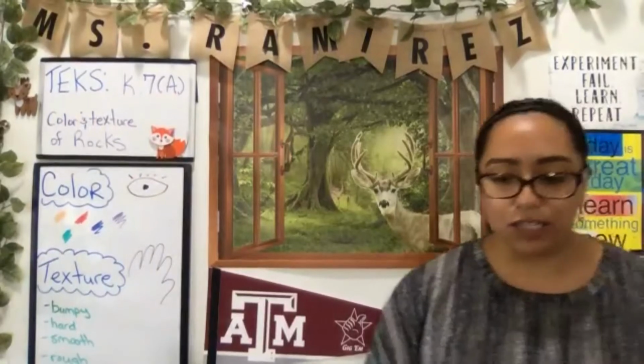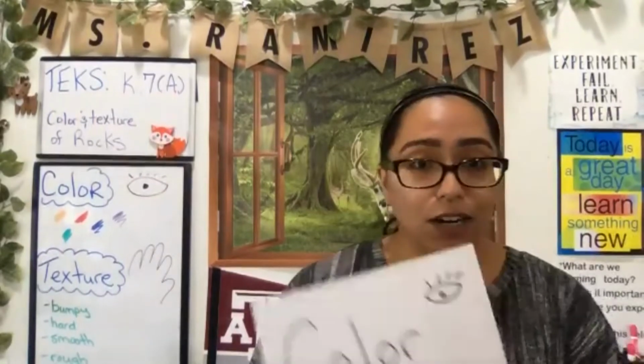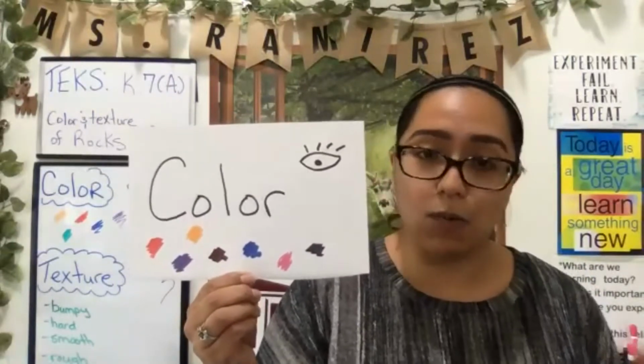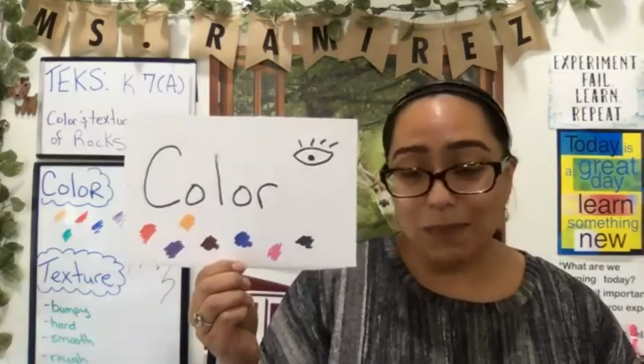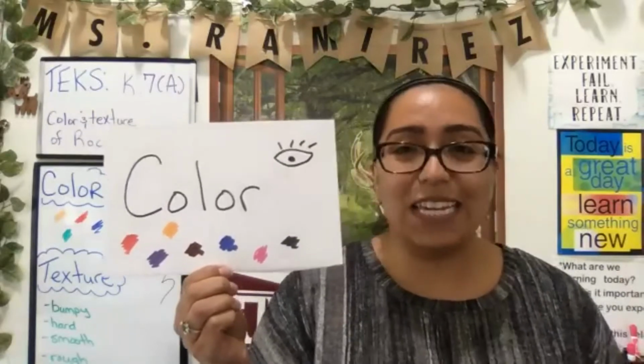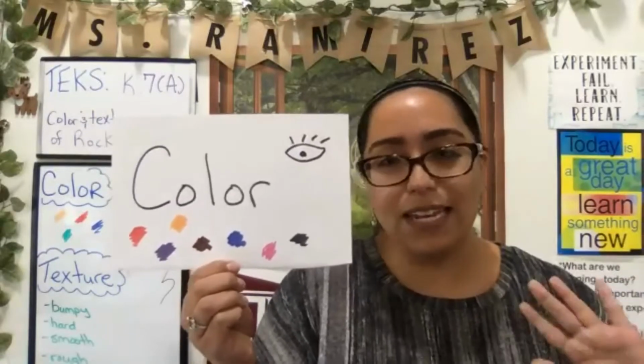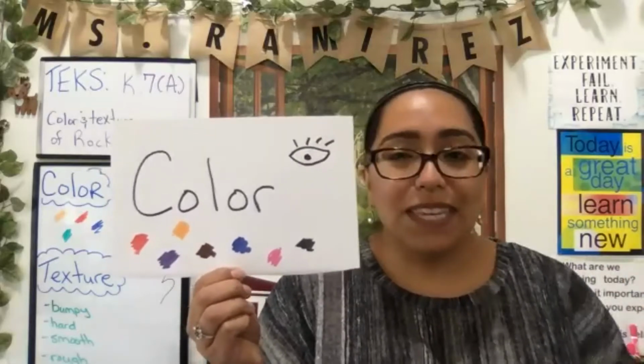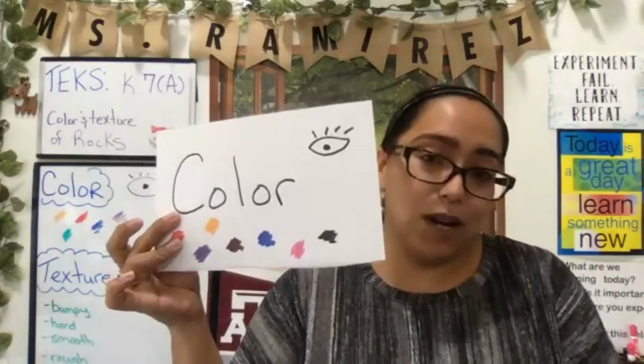rocks and their colors. For color, we're using our eyes to help us learn the color of our rocks today. Rocks can be a variety of different colors. They can be black and red and brown, even green and blue. So be thinking about colors when we look at our rocks today.